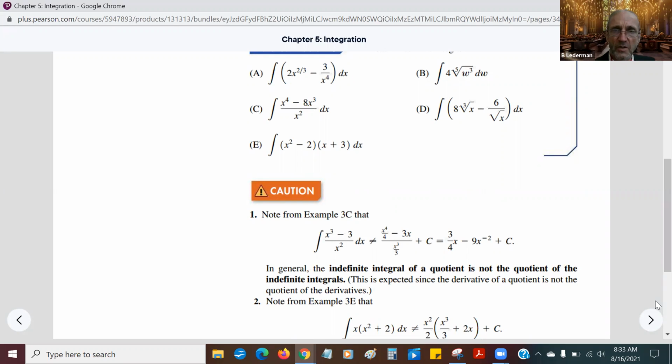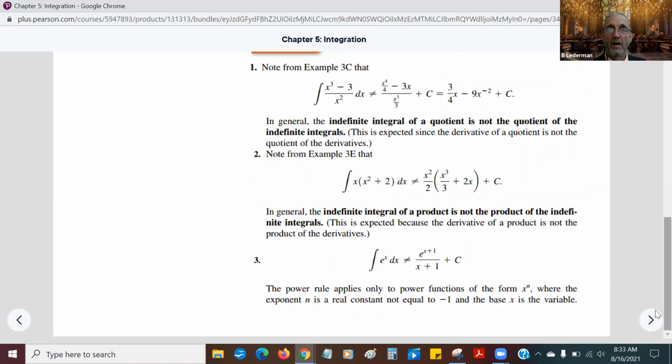Be very cautious here. The indefinite integral of the quotient is not the quotient of the indefinite integrals. Okay, that's true. A lot of these things, I don't know who would ever think this, but you never know. People might, you never know who's going to think what.